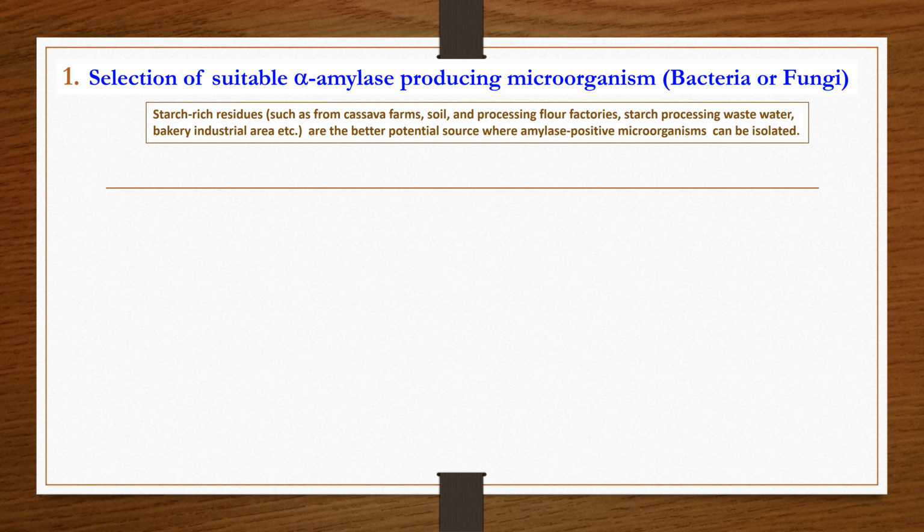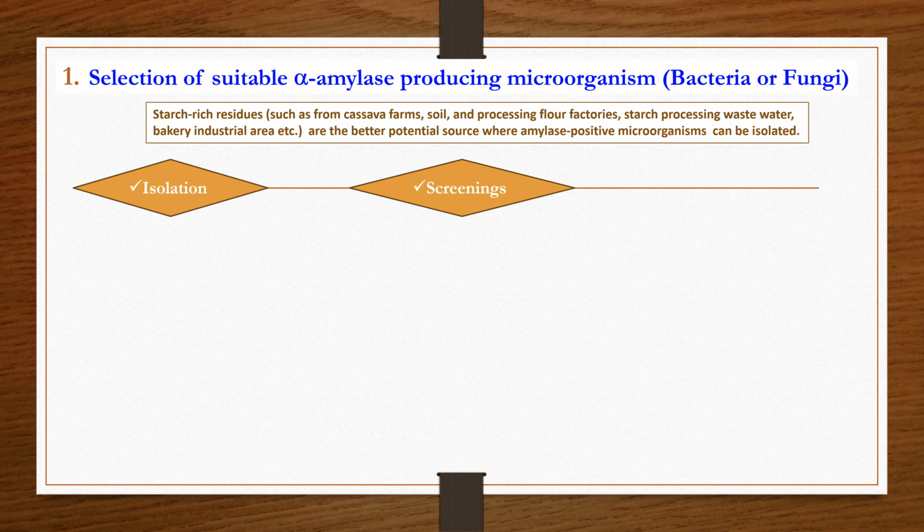Three main processes are involved for the selection of suitable alpha-amylase producing microorganism, either bacteria or fungi. Those are isolation, screening, and identification. Starch-rich residues are the better potential source where alpha-amylase positive microorganisms can be isolated. That means those microorganisms could be isolated from places like cassava farms, soil and processing floor of factories, starch processing wastewater, bakery industrial area, etc.